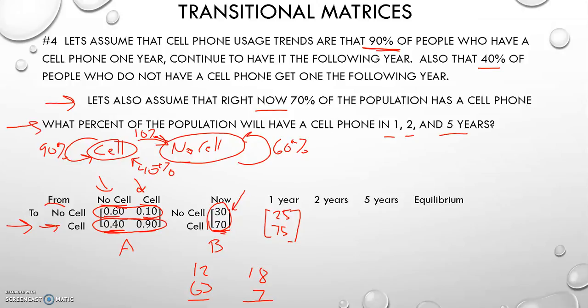So essentially what we've done is we've taken matrix A times matrix B, and that gave us the distribution of who has cell phones and who doesn't have a cell phone in 1 year from right now. So let me show you how to do this on a calculator.